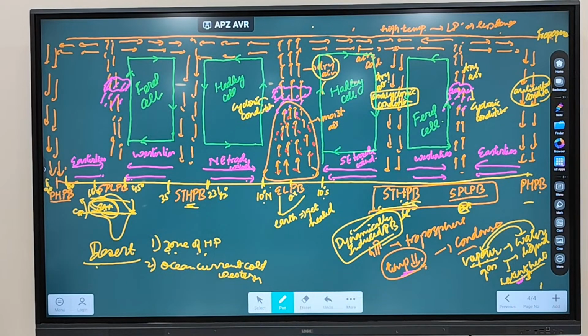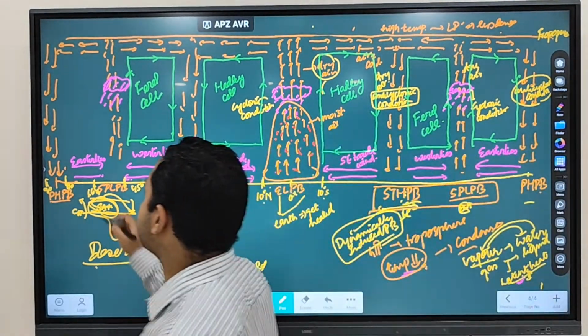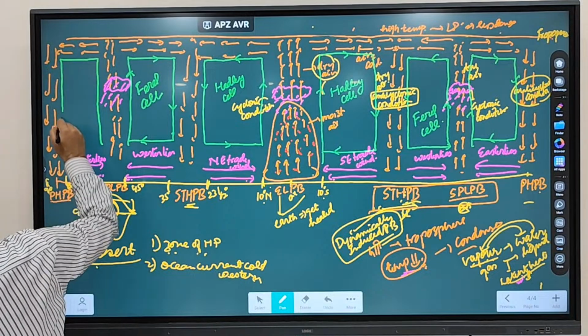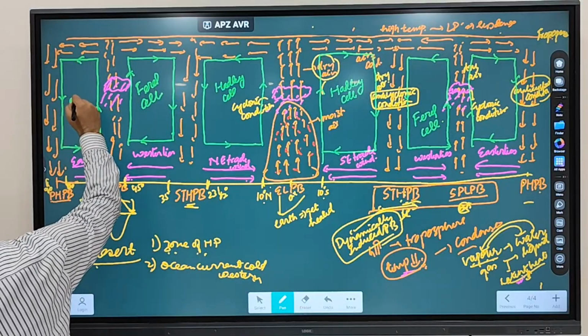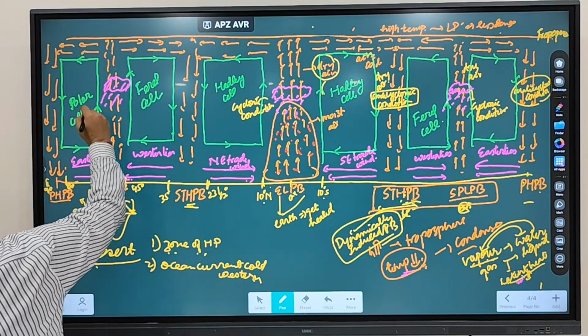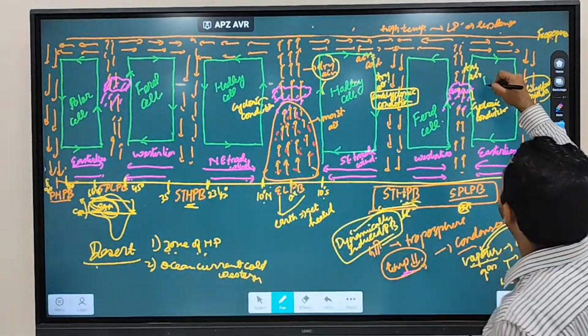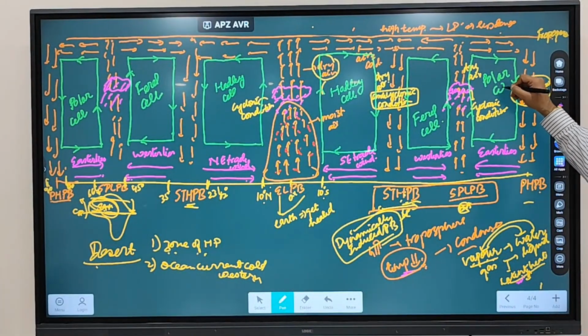Fine. Now the last cell that you see formation of is what? Here. Now here also it is rising up, moving in this direction, falling and then coming back. This is happening over here also, rising up, moving in this direction, coming back. This is called a polar cell. This is called which type of cell? Polar cell. So that's why you have three cells formation, which are called Hadley cell, Ferrel cell, and polar cell.